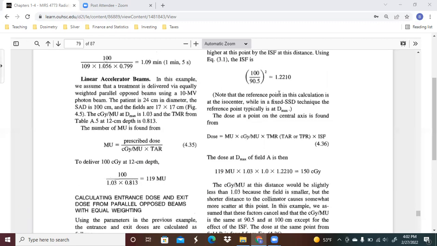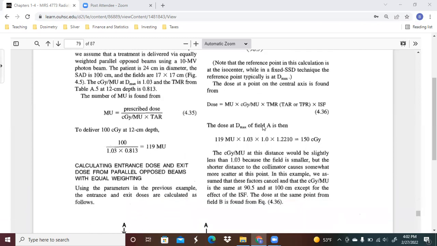So, it says, notice that the reference point in this calculation is an isocenter, while in a fixed SSD technique, the reference point is typically at D max. So the dose at a point on the central axis is going to be found by basically, if you take the MU equation and you just have the dose over on this side, it usually has a denominator here with a bunch of other factors in it. Those factors got moved over here. So you've got MU, and then you've got the centigrade per monitor unit, and then you've got the TMR, TAR, TPR, however it's measured, and then the inverse square factor.